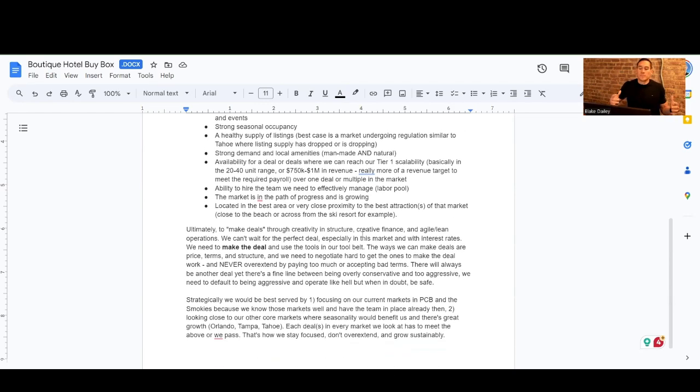And ultimately, your goal is to make deals through creativity. Like in any case, we're looking at my example of my criteria here of how we structure the deals, how we finance them, how we're agile and lean with our operations. Like, in my opinion, you can't wait for the perfect deal. You've got to find something that's good, that has good potential. And with today's market and interest rates, you can't be too choosy and wait for the home run deal. A good single or double for your first deal is all you need to get the momentum going.